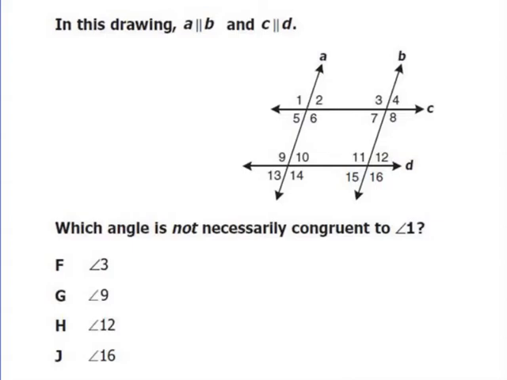Okay, a lot of lines going on here. They want to know which angle is not necessarily congruent to angle 1. Up here, this information is extremely important. A is parallel to B, and also C is parallel to D.